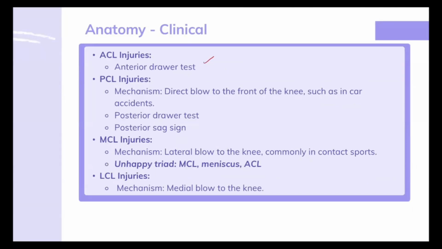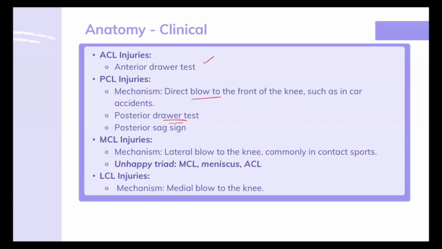PCL injuries, they could ask how this type of injury is brought about because it's pretty distinct. There's a direct blow to the front of the knee. And then you have the posterior drawer test as well. So you need to know the difference between the tests, and you need to be able to tell which is testing for what ligament and what their signs are.